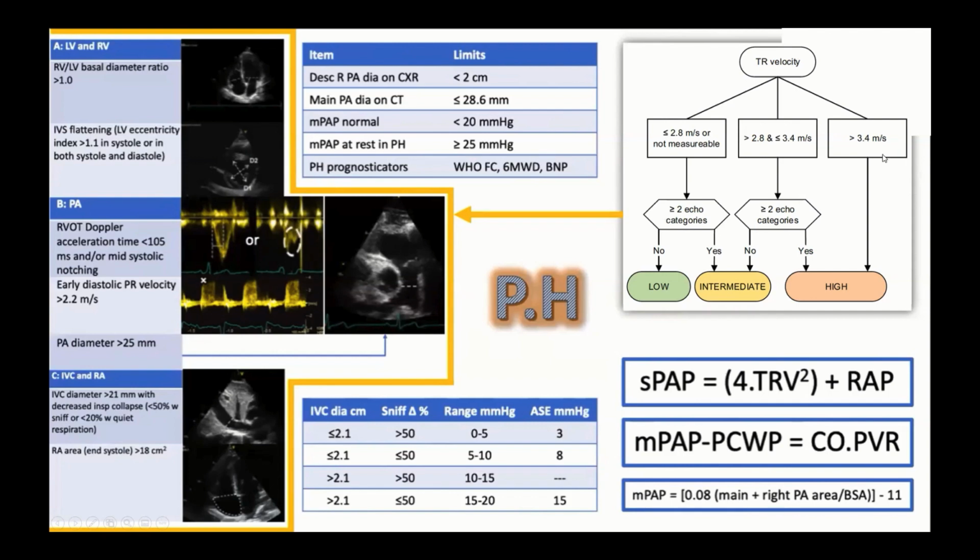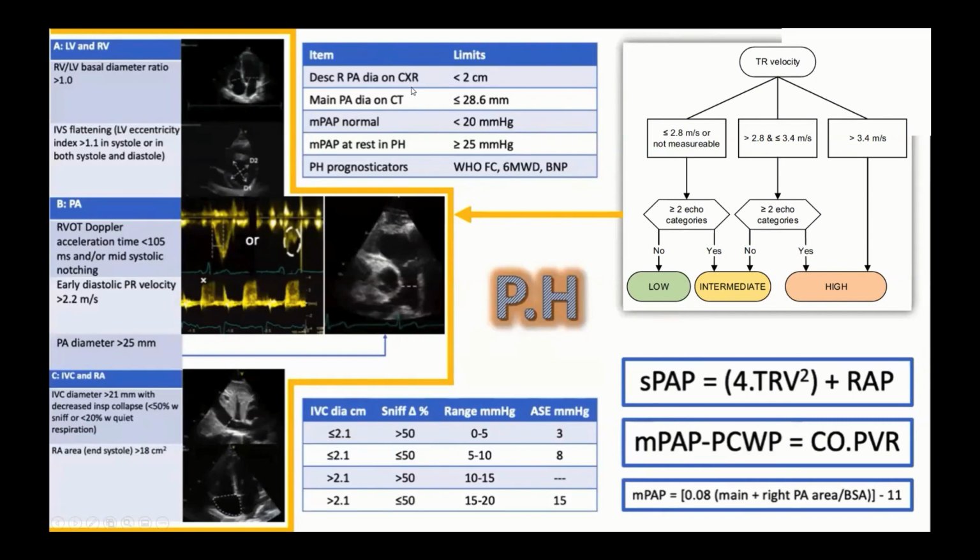If you're more than 3.4, which is probably what you're most interested in, do I have someone with severe pulmonary hypertension that I need to worry about? Because their mortality is high. If you get more than 3.4 meters per second, then you're already there. You don't have to get any extra points by echo. If you have to look for extra points, your most familiar areas are going to be the LV and RV diameters and the IVC and RA measurements more than pulmonary artery measurements. But if you have to do them, you can.